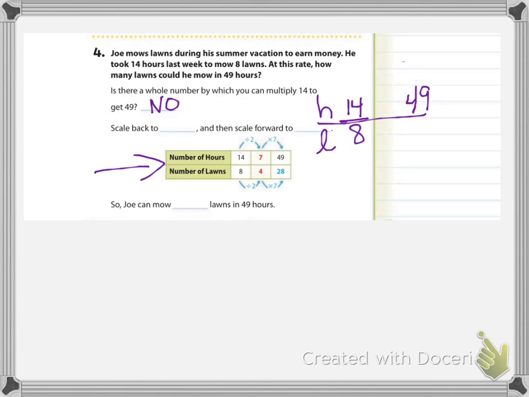So if we scale back to 2, by dividing by 2, if I take my 14 and I divide it by 2, therefore, I have to divide my 8 by 2, okay?